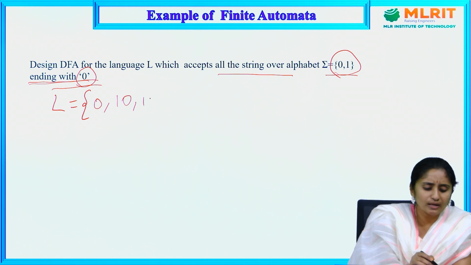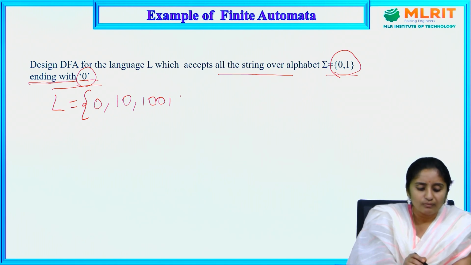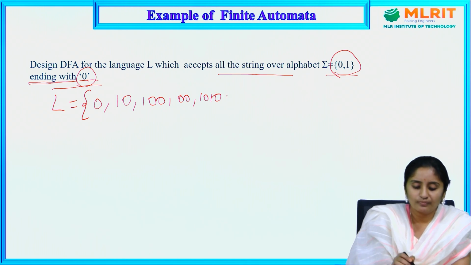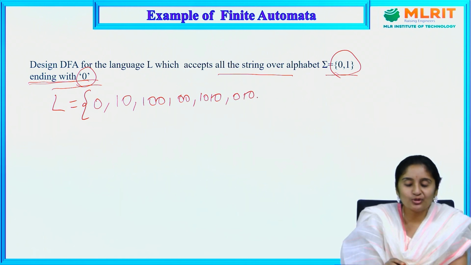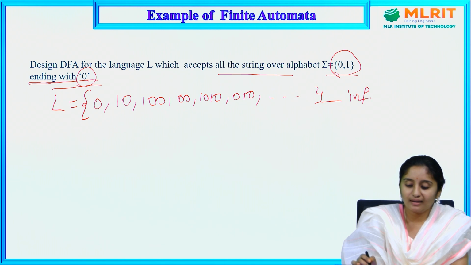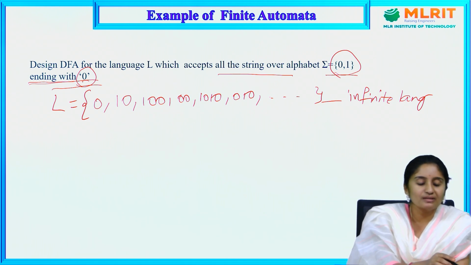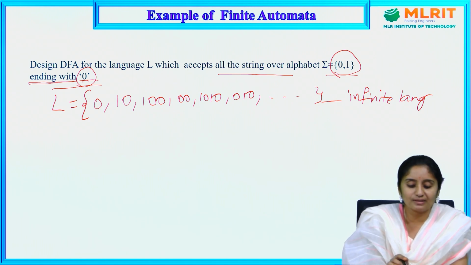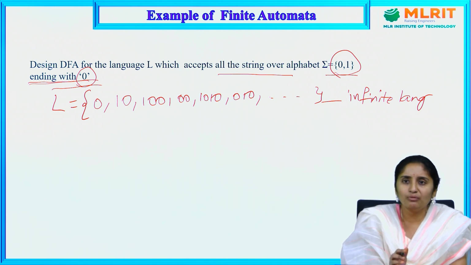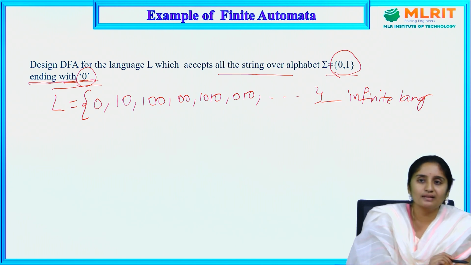The next, what I can write: 1, 0, 0, 0, 0, 1, 0, 1, 0, 0, 1, 0, 0, 1, 0. So we can go on. We can write n number of strings. So what type of language is it? It is an infinite language. Why is it an infinite language? Because the condition is that it is ending with 0. There is no constraint that the language should have only 3 strings or 4 strings. That is not the constraint. But we have a constraint, that is, ending with 0.